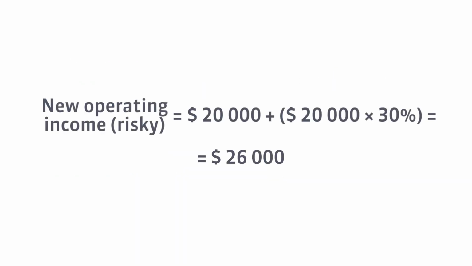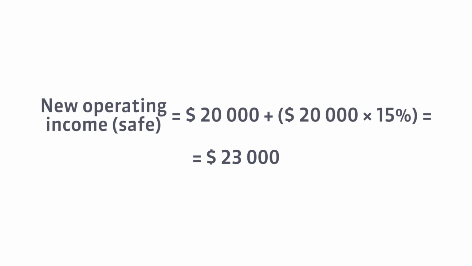This means that in the case of a risky decision, a 10% increase in sales results in a 30% increase in operating income. So the new operating income will be $26,000.